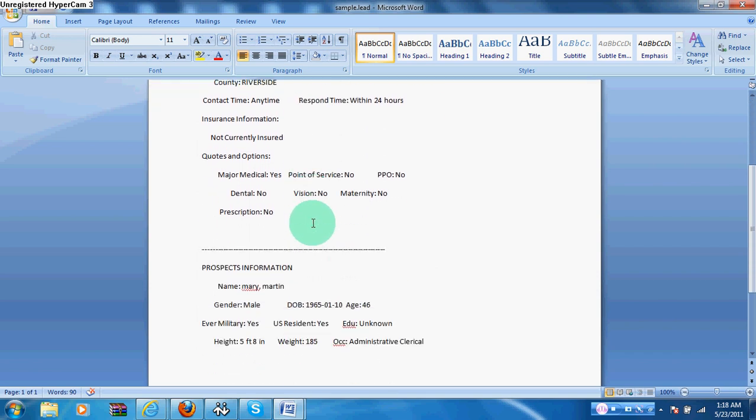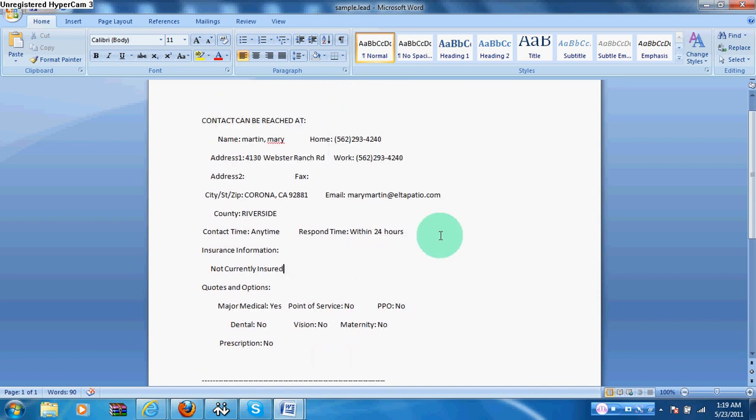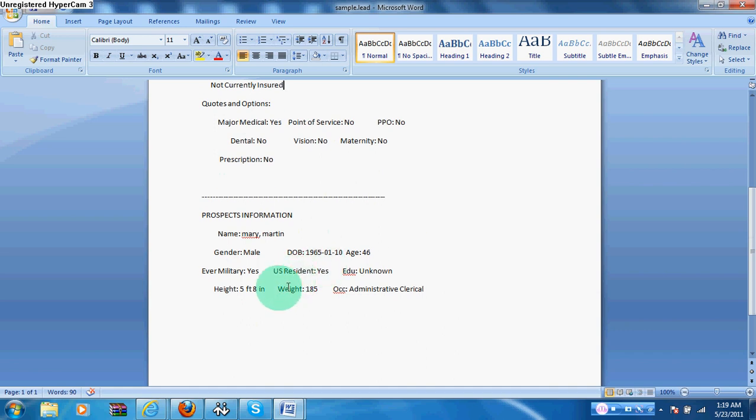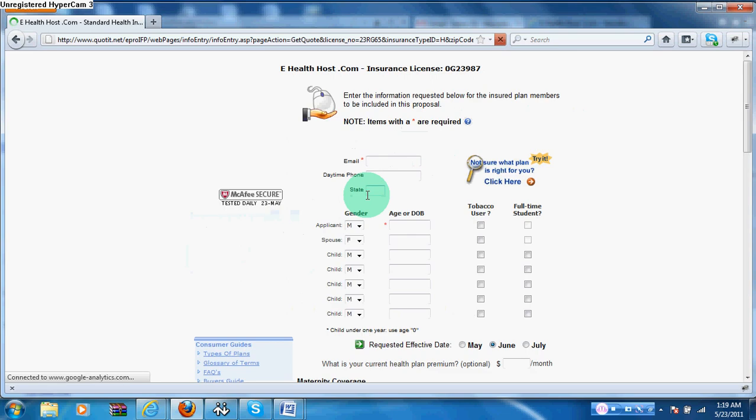Alright, and as you scroll down below, you'll have the gender, male, height 5'8", 185 pounds, date of birth, of course the age. So that's what we'll plug into the system to make sure we can get them an accurate quote. Alright, so I'll go ahead and minimize this and put in that zip code. A little bit different from what it was there, but not really important at this point. This is just the example.